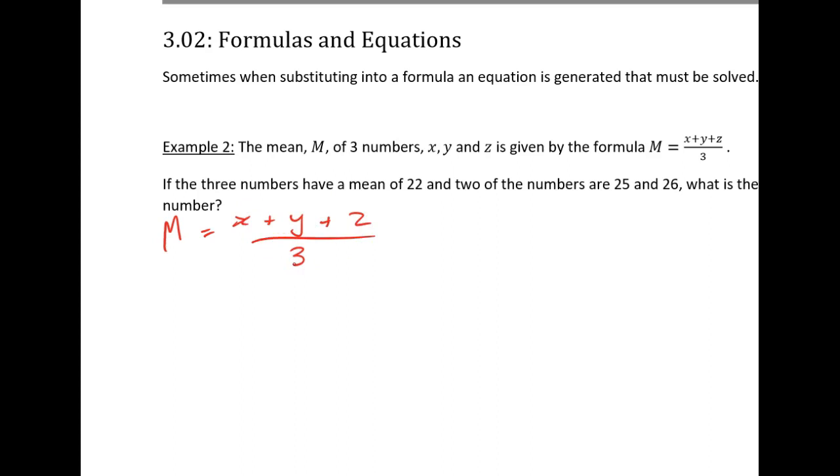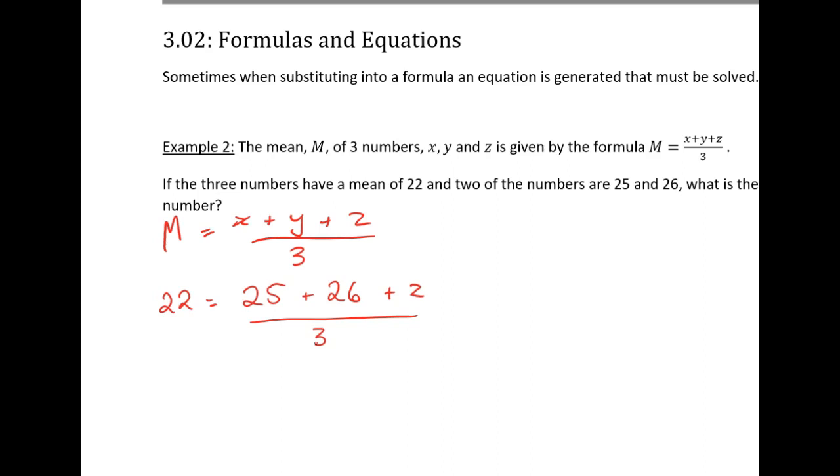Now, I know the value of some of these variables. m is equal to 22, so I can replace the m with 22. Two of my numbers are 25 and 26, so I can say x is 25, y is 26, plus that unknown z, over 3. Now you can see we have an equation to solve, just like we were doing in the previous exercise.